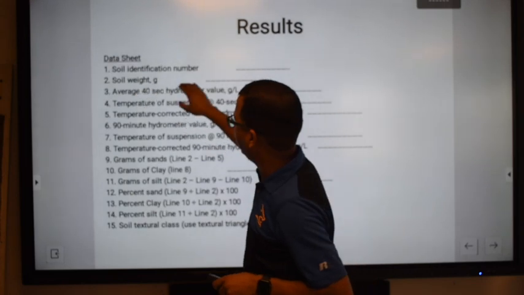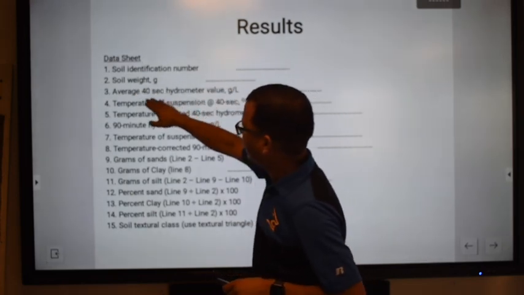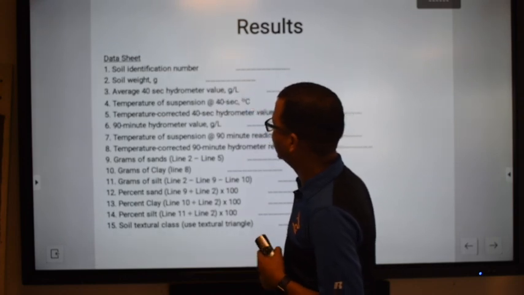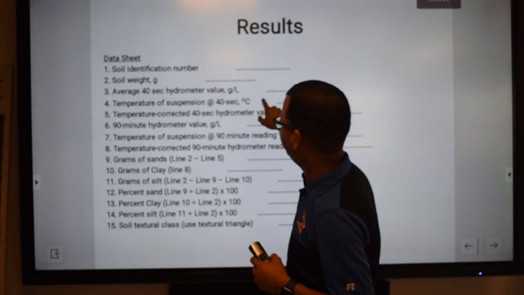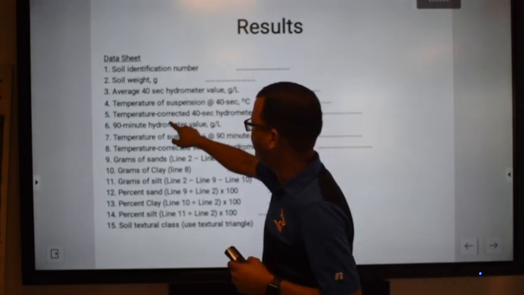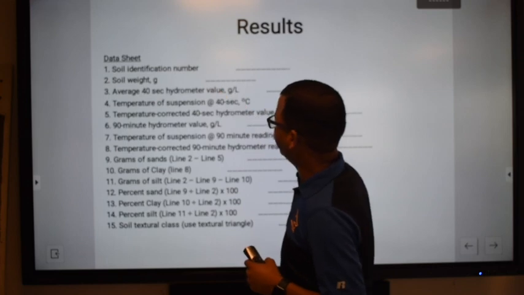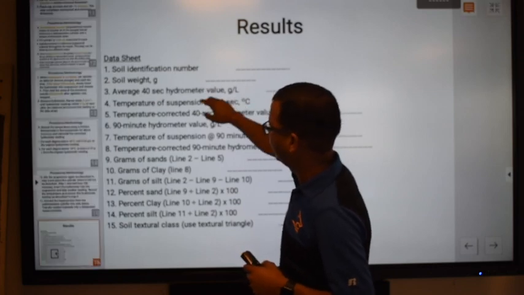Your soil weight will be 40 gram. We'll give you that information like the average 40-second hydrometer value. So we'll be using that average value down there. And then we'll give you the temperature here. So based on the temperature, for number 5 you'll be using the corrected hydrometer reading. So you'll do some calculation a little bit and then use that information.